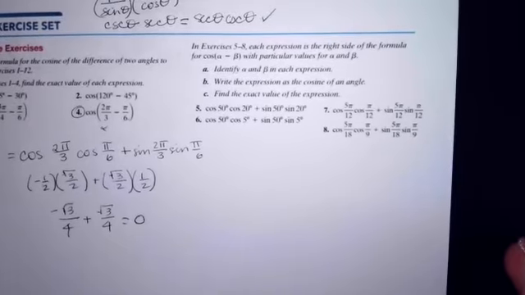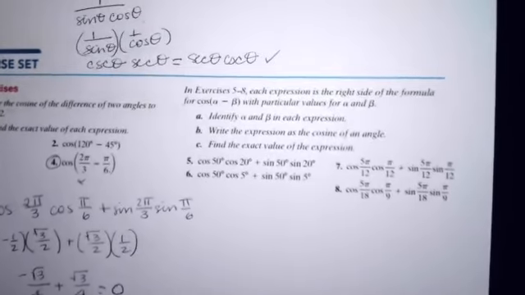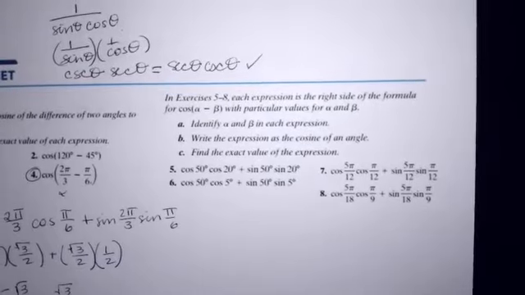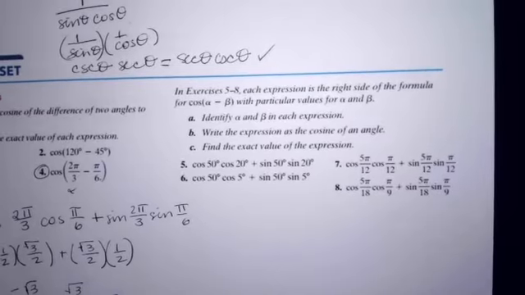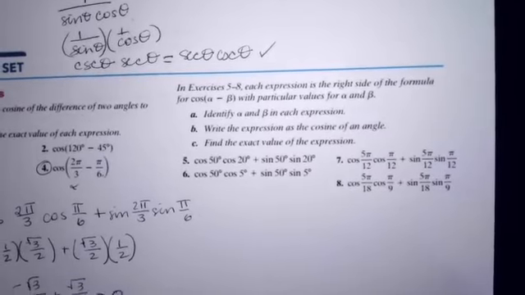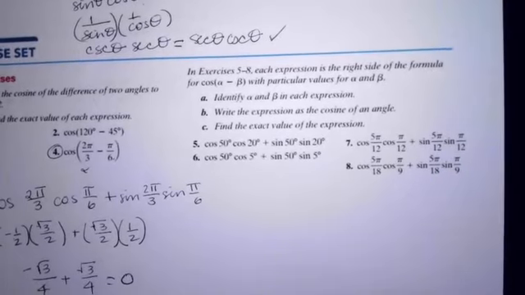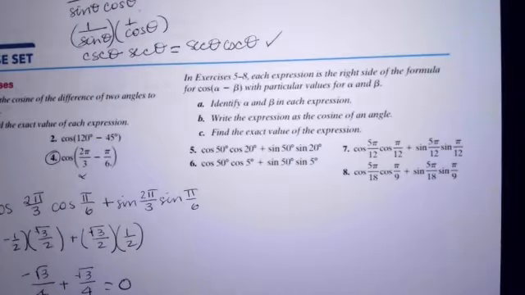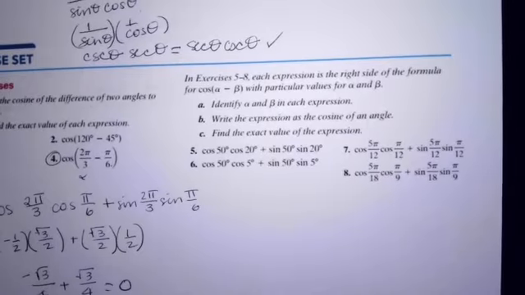All right, looking at the 5 through 8 section, this one is asking us to identify alpha and beta, and then write the expression as the cosine or sine of an angle, and then find the exact value of the expression. All right. I don't recall which one was the most problematic.